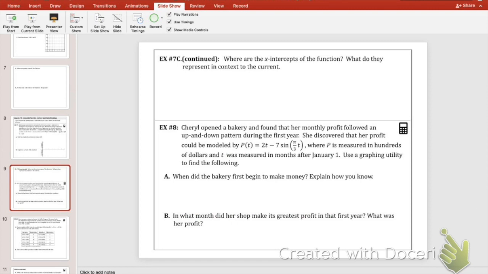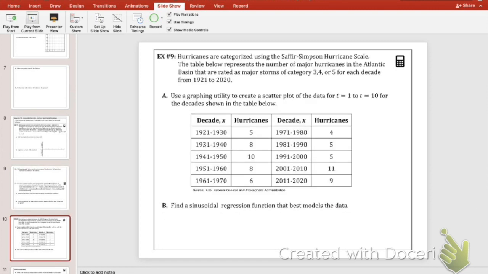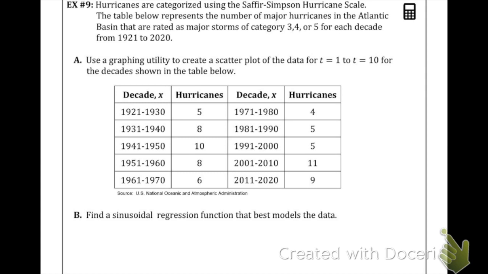All right, let's move on to example 9. Again, keep your calculator handy. Hurricanes are categorized using the Saffir-Simpson hurricane scale. The table below represents the number of major hurricanes in the Atlantic Basin that are rated as major storms of Category 3, 4, or 5 for each decade from 1921 to 2020. So we're going to use a graphing calculator to create a scatter plot for the data for the decades shown below, and then we're going to do a regression on it. So go ahead and get your calculator out.